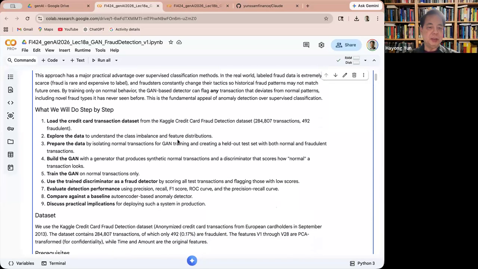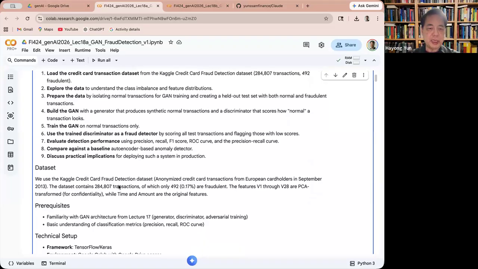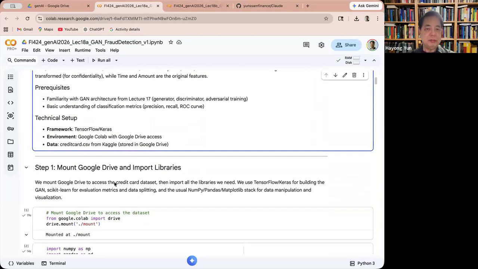All right, so the steps are: load the credit card transactions, explore the data, prepare the data, and build a GAN using normal transactions. That is important: normal transactions only. Then use the trained discriminator as a fraud detector. With a low score, when it thinks it's fake, that's likely a fraudulent transaction. We use the Kaggle data set for credit card fraud detection.